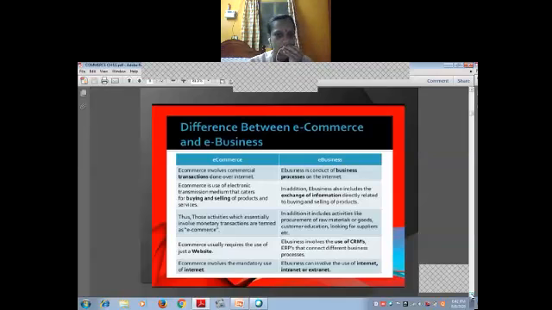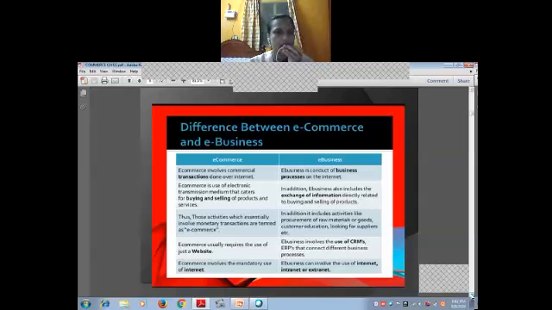So what e-commerce is doing, no? It is an electronic transmission medium. Okay. And then we are also buying and selling products and services. But e-business, in addition, also includes the exchange of information directly related to buying and selling of products. So we are exchanging all the information through the internet. Okay. Buying and selling of products.